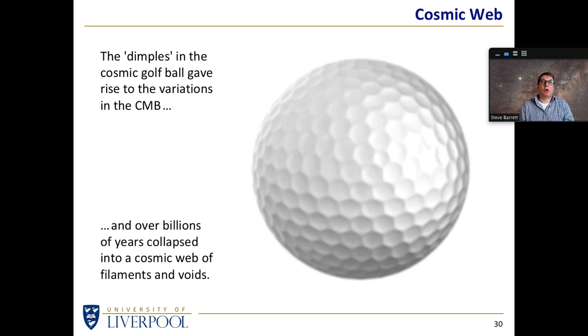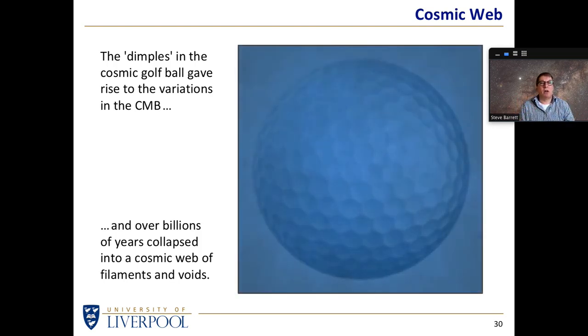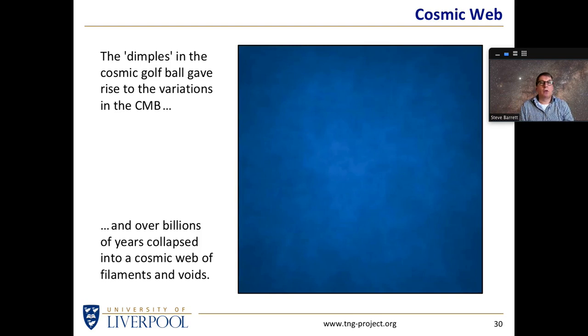If we think about the consequences, the golf ball started with dimples and that ended up with variations in the cosmic microwave background. What happened as the universe continued to expand beyond that? Well, if we run forward with a simulation over billions of years, we see those small variations in temperature and density ultimately give rise to what we now call the cosmic web.